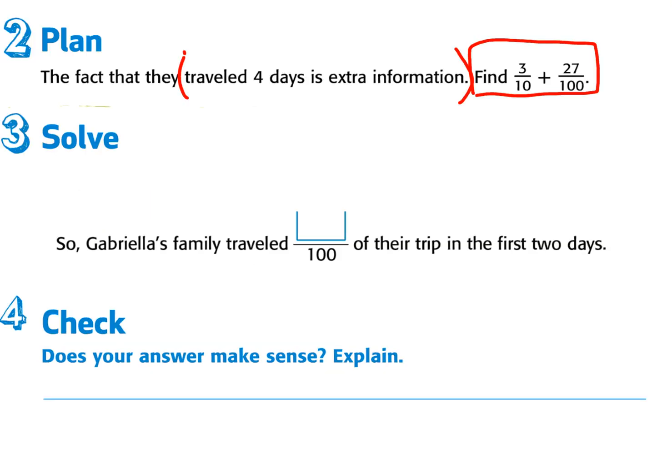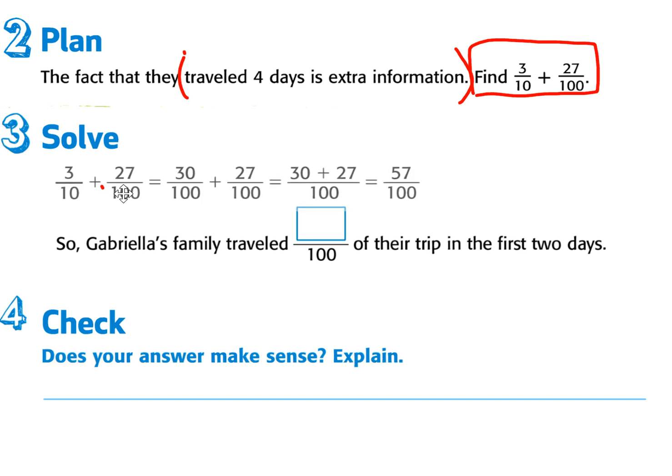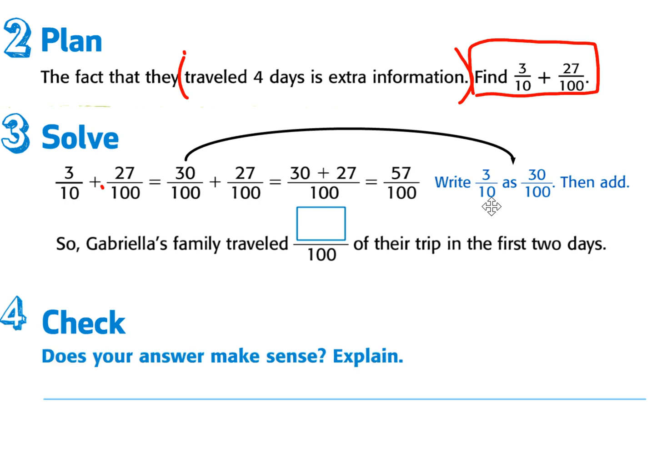So what I need to do is add 3/10 and 27/100. The first thing I need to do is take my 3/10 and turn it into 30/100 so that I am able to add. I'm able to add 30/100 plus 27/100 and get 57/100. So Gabriella's family traveled 57/100 of their trip in the first 2 days.